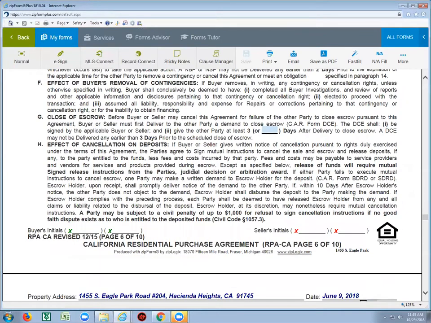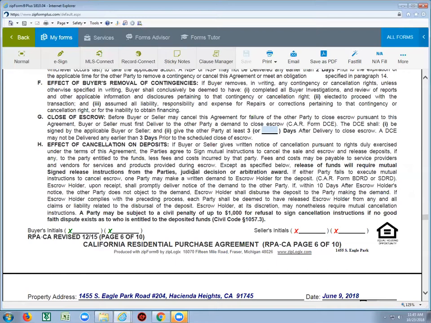F. Affecting the buyer's removal of the contingency. If the buyer removes in writing any contingency or cancellation right, unless otherwise specified in writing, the buyer should conclusively be deemed to have: 1. Completed all buyer's investigation and review of reports and other applicable information and disclosures pertaining to that contingency or cancellation right. So you have to make sure you review everything in the reports and the inspection. And 2. Elected to proceed with the transaction. That means once you sign, you proceed with this transaction.